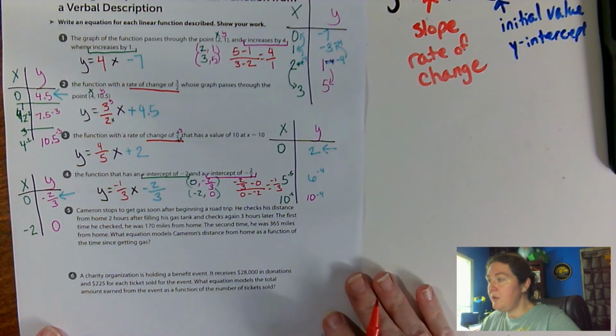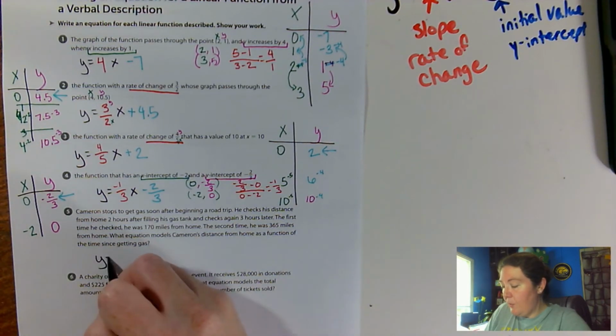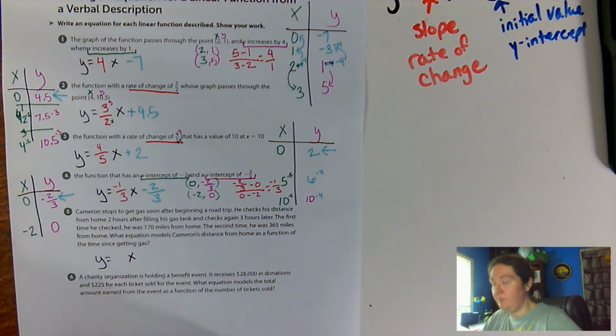Alright, number 5. Cameron stops to get gas soon after beginning a road trip. He checks his distance from home 2 hours after filling his gas tank and checks again 3 hours later. The first time he checked, he was 170 miles from home. The second time, he was 365 miles from home. What equation models Cameron's distance from home as a function of the time since getting gas? Again, I'm working on making this equation.